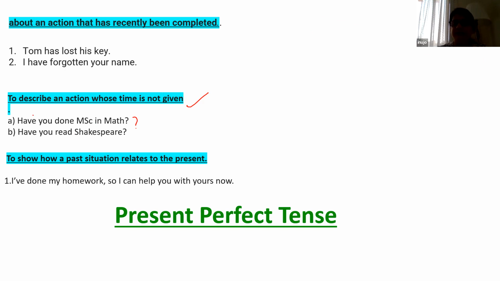Before that, like in this example, I can come over to your house because I have already taken permission from my mother. I have taken permission from my mother. I can come to your house.